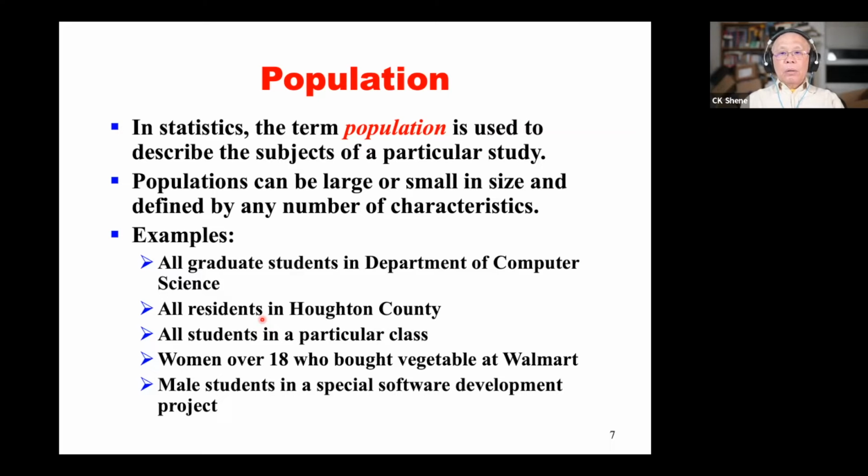These are populations defined by a number of characteristics: graduate students in the computer science department, residents in Houghton County, or students in a particular class, women over 18 who bought vegetables at Walmart, male students in a special software development project. So a population is simply a group of subjects defined by certain characteristics. Population can be large or can be small to very small.